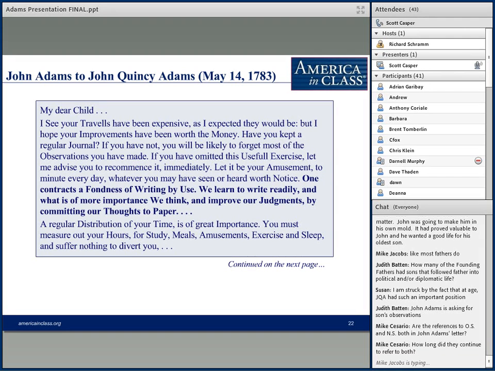"My dear child, I see your travels have been expensive, as I expected they would be, but I hope your improvements have been worth the money. Have you kept a regular journal? If you have not, you will be likely to forget most of the observations you have made. If you have omitted this useful exercise, let me advise you to recommence it immediately. Let it be your amusement, that is, to record in minute detail every day whatever you may have seen or heard worth notice. One contracts a fondness for writing by use. We learn to write readily, and what is of more importance, we think and improve our judgments by committing our thoughts to paper. A regular distribution of importance."